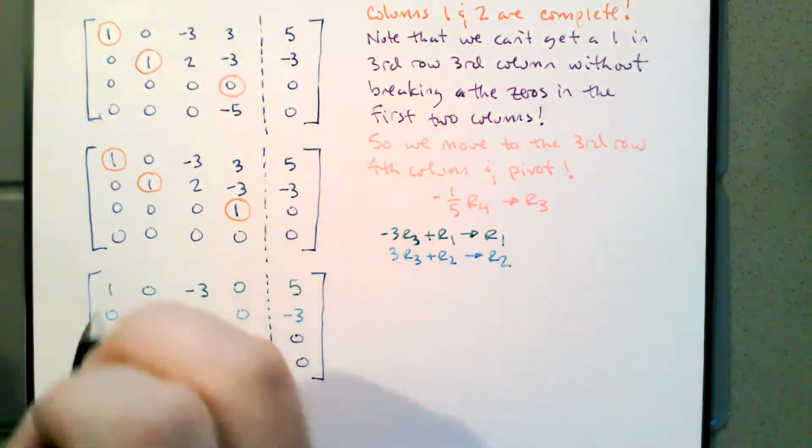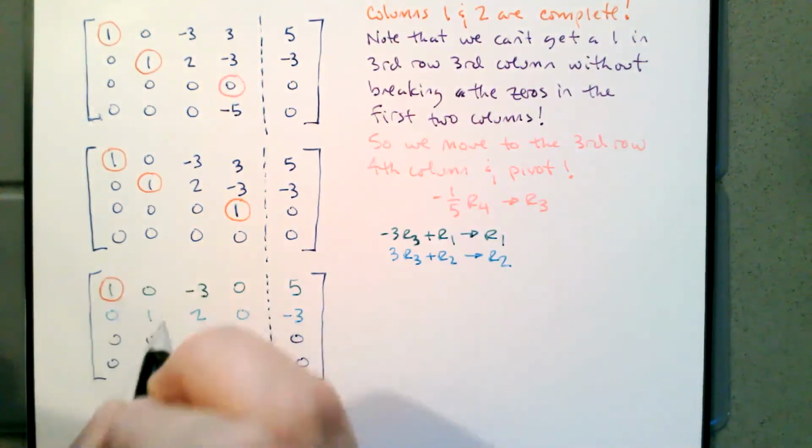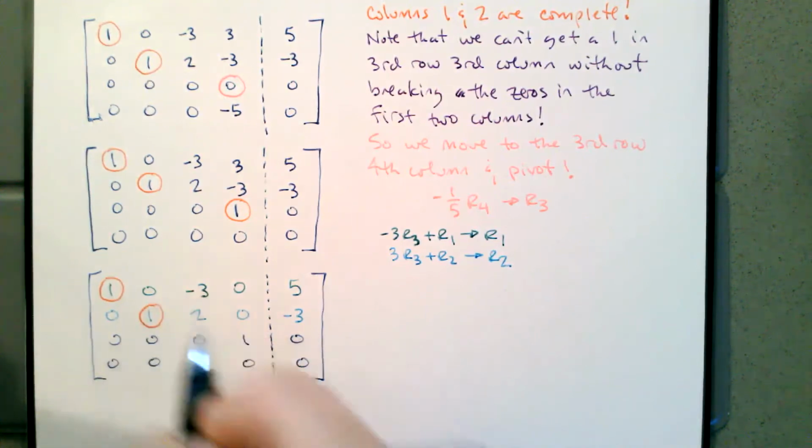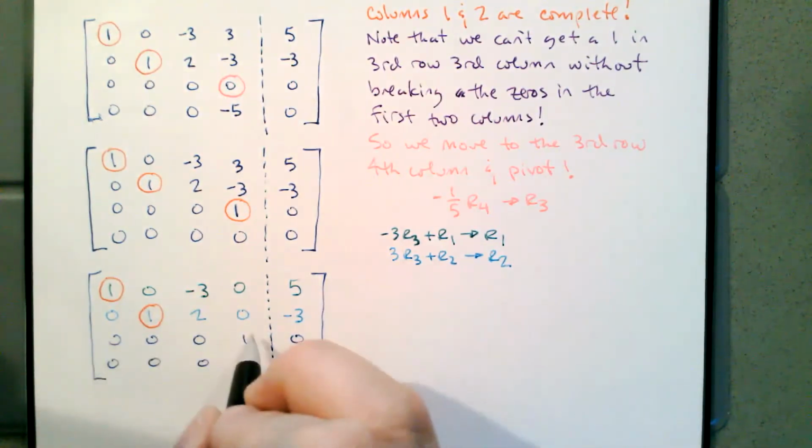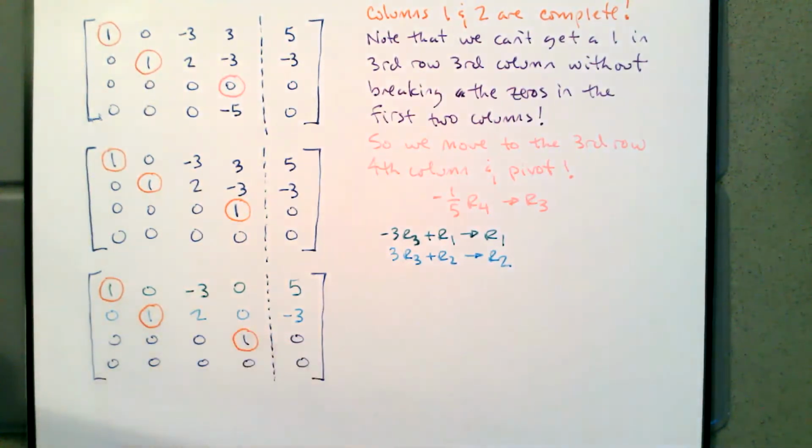So I had a pivot in the first row, first column, in the second row, second column, and my next pivot was in the third row, fourth column. Each pivot column has a 1 in the pivot position and zeros everywhere else. So this is the reduced row echelon form.